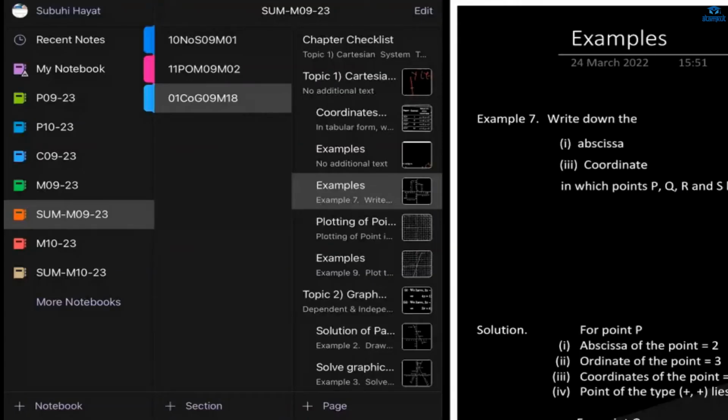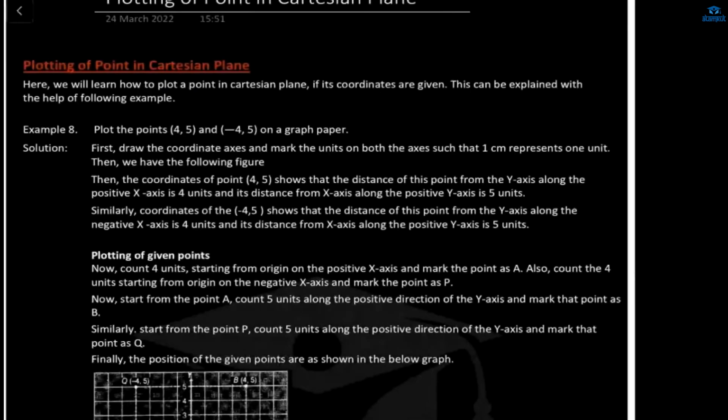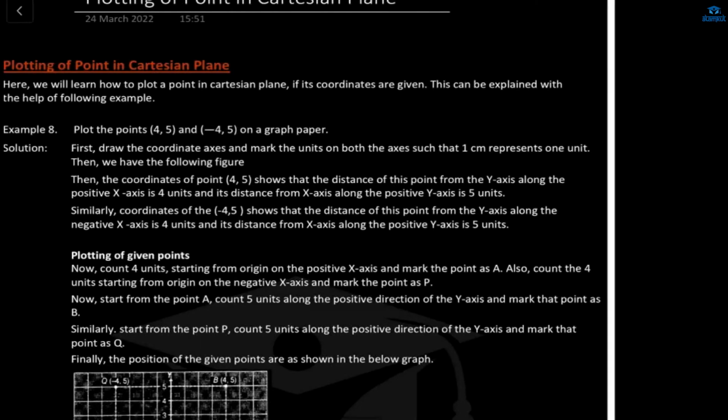They are general. Now comes plotting of points in a Cartesian plane. This is so that you can revise that when a point is there, how you are going to measure its value and find out the exact point. Now, how are we going to plot a point on a Cartesian plane? Let's see. Here the question is: plot the points (4, 5) and (minus 4, 5). Let's see this.